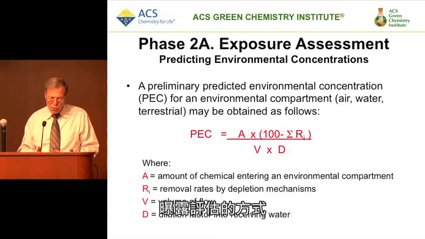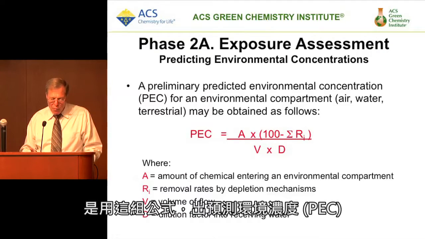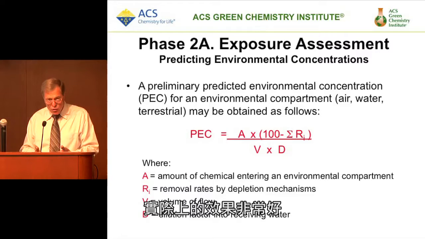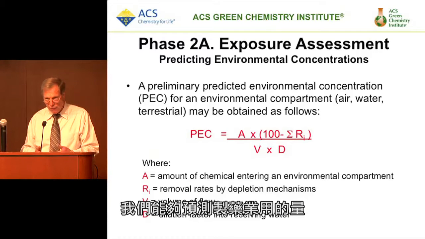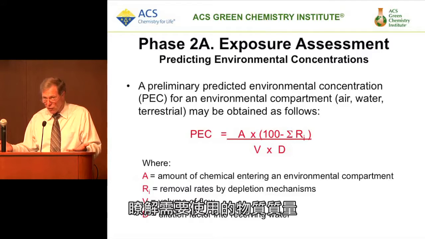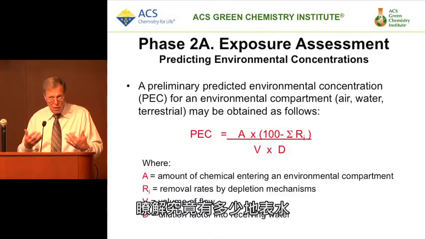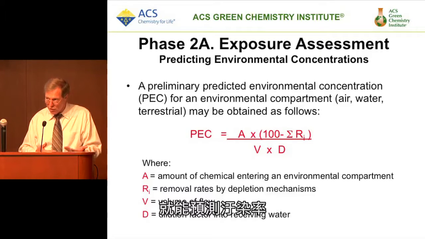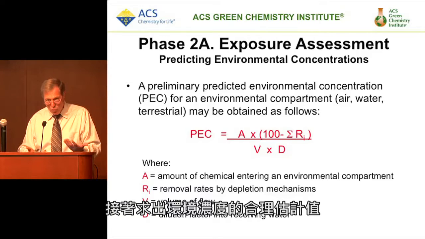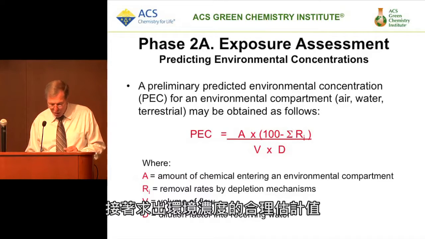All right, the exposure assessment. The way this works is you come up with a predicted environmental concentration using this formula. And actually, this works pretty well. We can predict with a pharmaceutical, or any chemical, you know something about the volume that's going to be used, you know something about the amount of surface water that's out there, and you can predict dilution rates, and you can come up with pretty reasonable estimates about the concentration that's going to be out there in the environment.